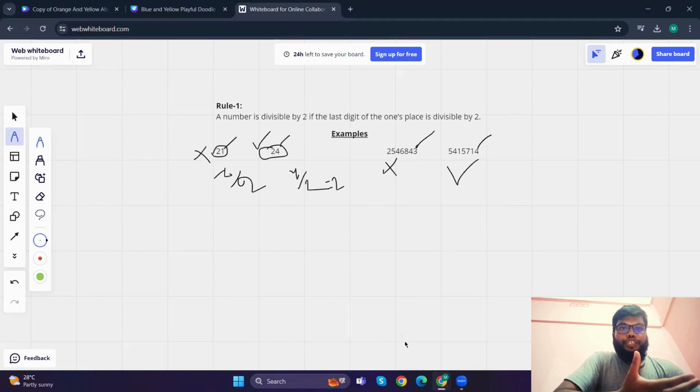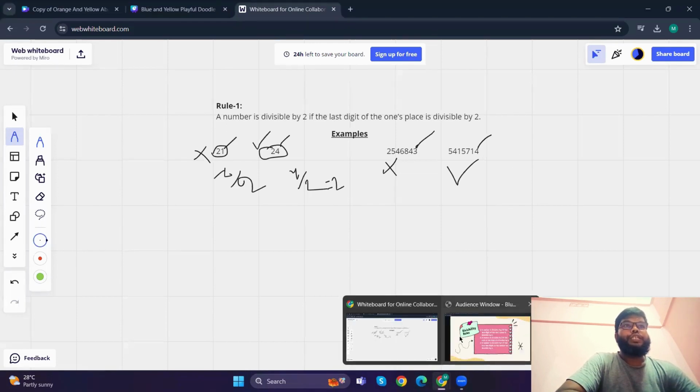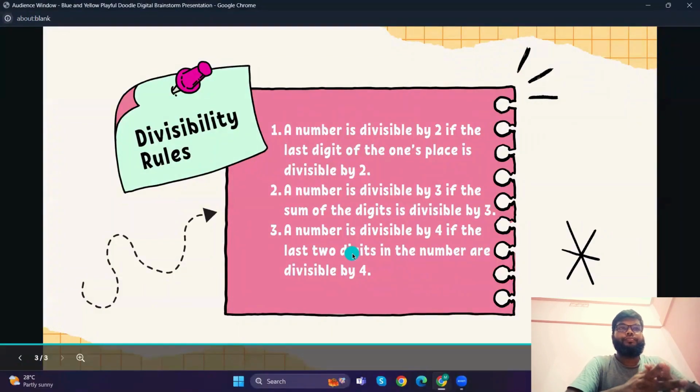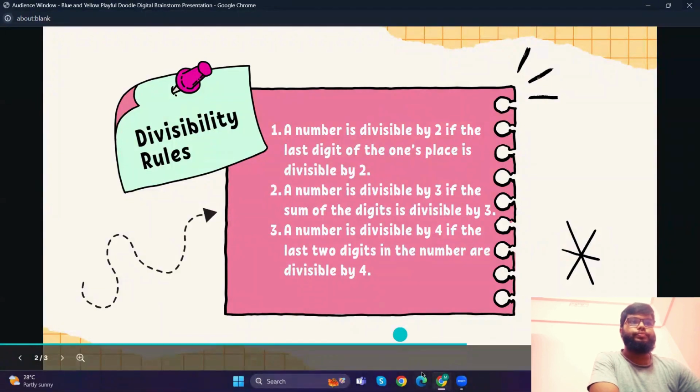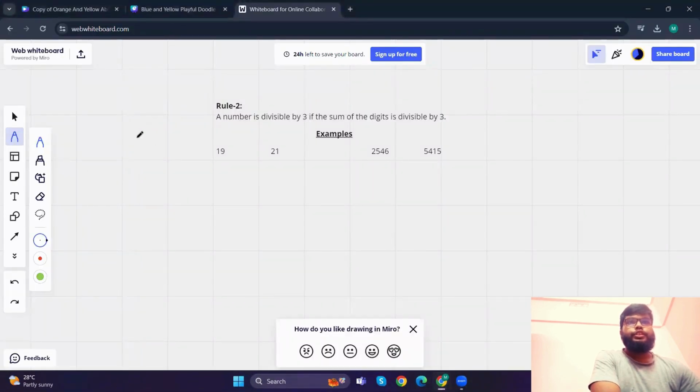Then let's talk about the second rule, which is: a number is divisible by 3 if the sum of the digits is divisible by 3. So here look at the first number 19. So 1 plus 9 equals 10. So 10 is not divisible by 3. So the number won't be divided by 3.